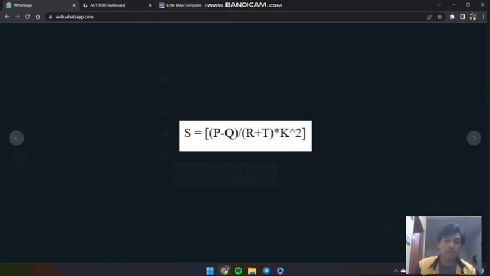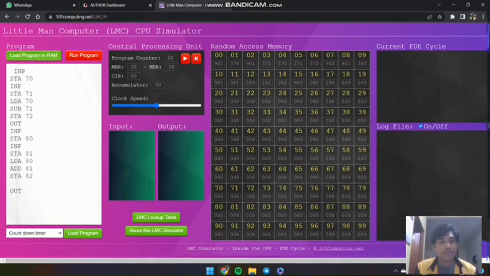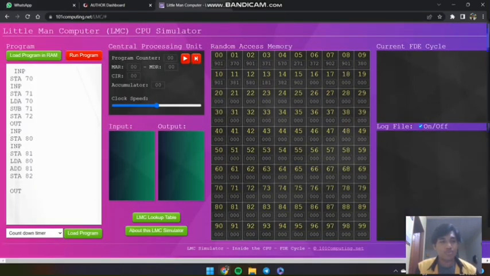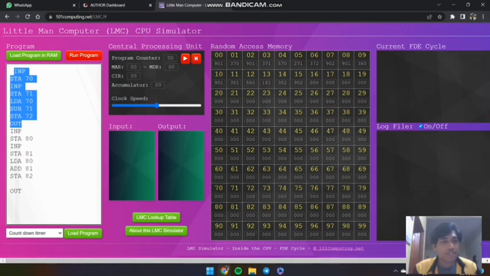For the value of P we use 50, the value of Q we use 10, the value of R is 6, and the value of T is 4. The answer of P minus Q will be seen in the output, and the answer of R plus T we will see in the output also. Using this little microcomputer, this is my coding for subtraction.